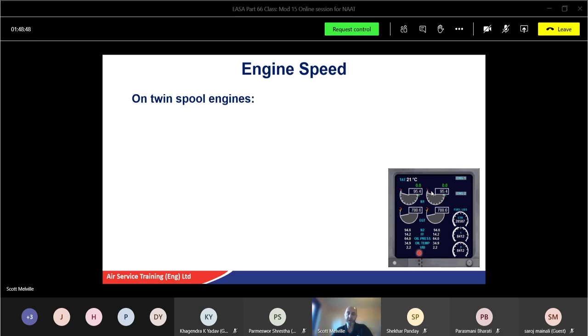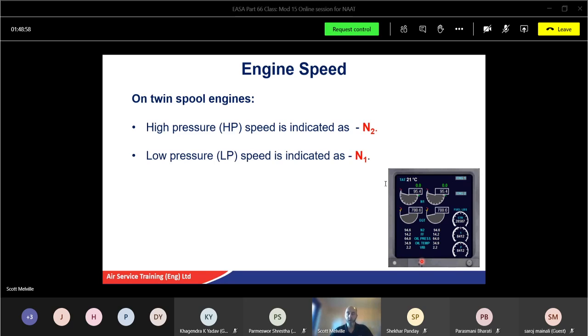So obviously your high pressure is classed as N2. Sometimes you might see a triple spool engine being classed as NH. And likewise, the LP spool, that's the first one, so N1, N for speed, 1 for first spool. And in a triple spool engine, you might see it annotated as NL. They both mean the same. But normally for twin spool, that's how it would be annotated.